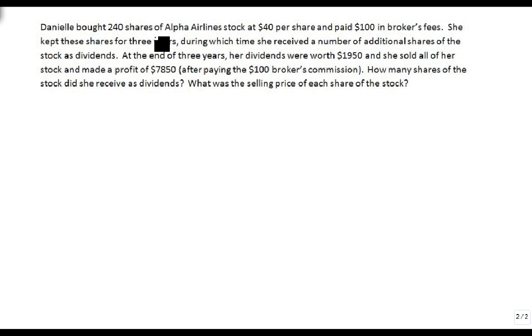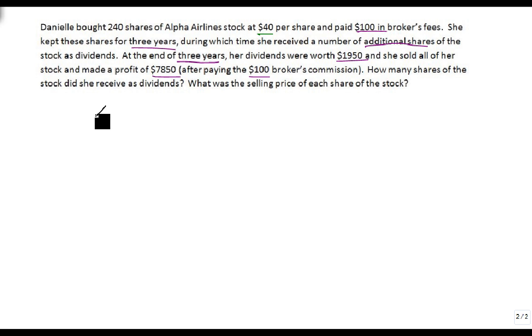Danielle bought 240 shares of Alpha Airlines stock at $40 per share, and she paid $100 in broker's fee. She kept these shares for 3 years, during which time she received a number of additional shares of the stock as dividend. At the end of 3 years, her dividends were worth $19.50, and she sold all of her stock and made a profit of $78.50 after paying a $100 broker's commission. How many shares of the stock did she receive as dividends, and what was the selling price of each share of the stock? So, let's suppose that we have some unknowns.